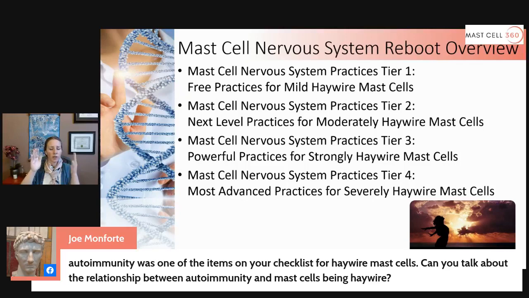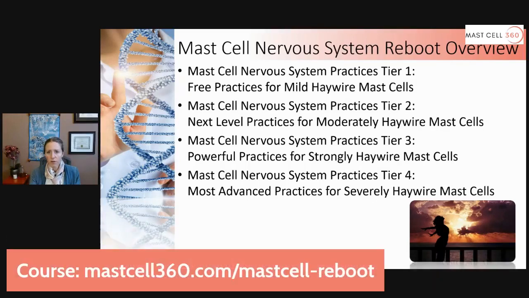Because there's such a strong link between the nervous system and the mast cells, and the mast cells are the interface with the rest of the immune system, with the endocrine system, and so on: when the nervous system's dysregulated, it dysregulates the mast cells. When the mast cells are dysregulated, it increases risk and flares of autoimmunity. So that's it really in a nutshell for you.